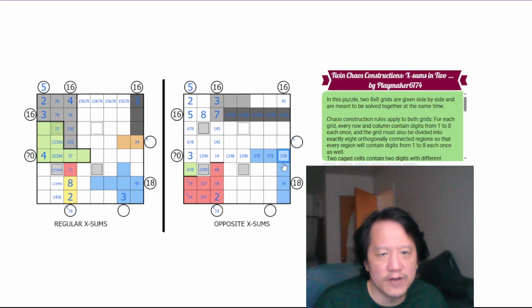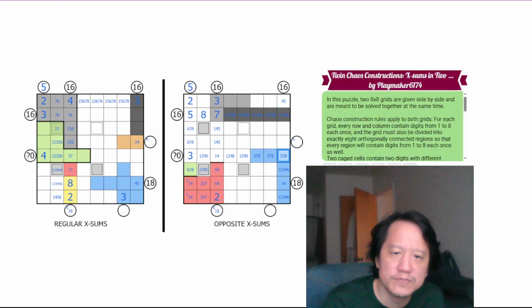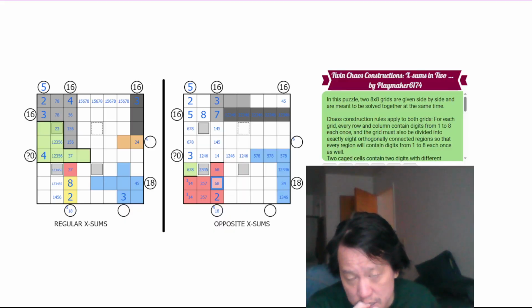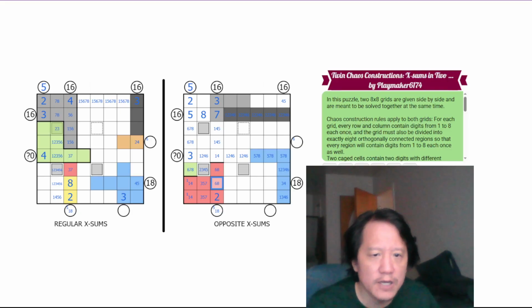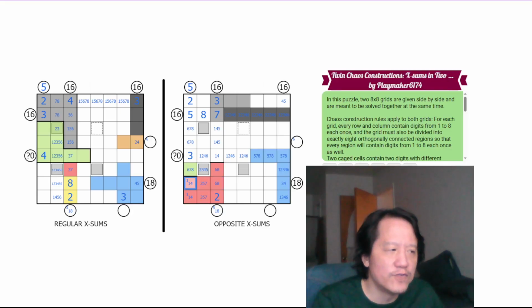None of these can have 5, 7, or 8. So we have 1, 2, 3, 4, 6. No 2 here because of the 2 in the row. Can this be 3 digits adding up to 18? 4, 6, 8, or 5, 6, 7? The answer is no. So then this would have to be 4.